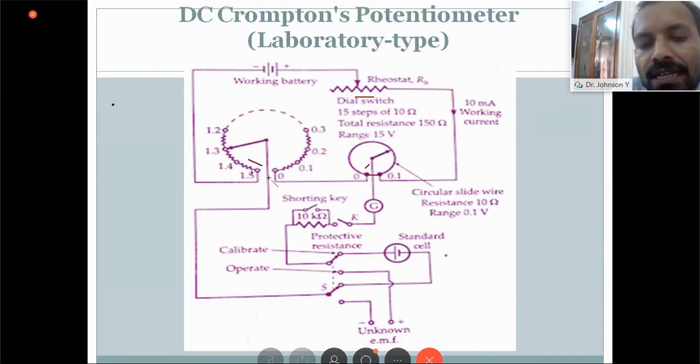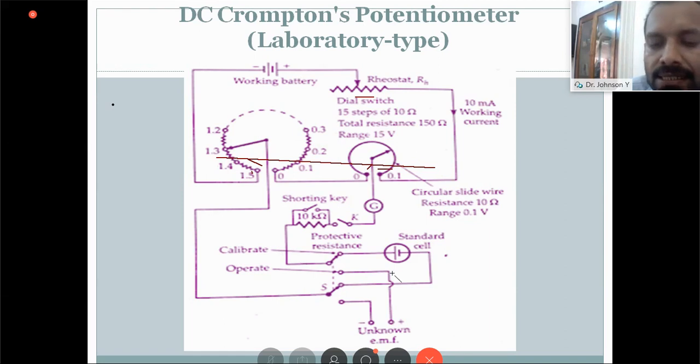So in total we can see this dial switch and this circular slide wire are both in series. So total resistance is 150 ohms plus 10 ohms, that is 160 ohms. And we use this circular slide wire as a separate one because here 200 divisions are available. So it's very accurate, useful for accurate measurement. Okay, then that slide wire part is over.